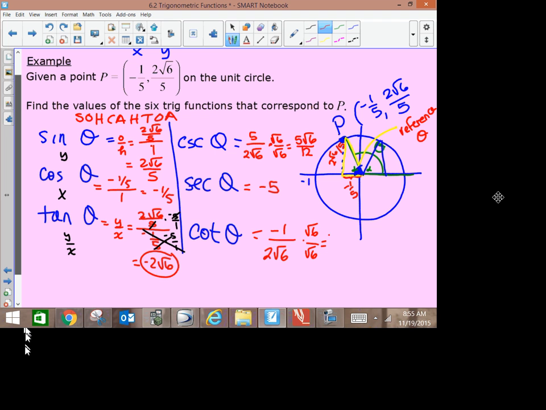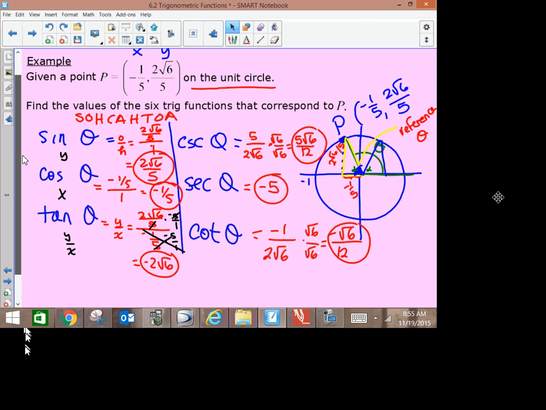Divide, multiply by radical 6. Negative radical 6 over 12. Okay? So those are your 6 values that we were looking for on the unit circle. Find the values of the 6 trig functions that correspond to B. All right. Okay? Got it? All right. Any questions on that?